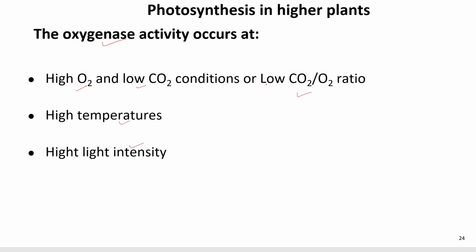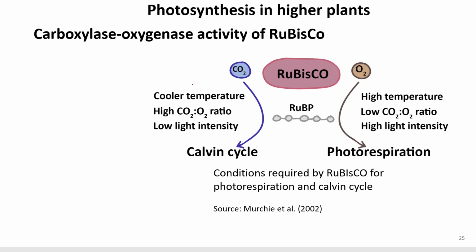So if these three conditions are present, then oxygenase activity will be favored, meaning Rubisco will bind to the oxygen. Now this is the figure showing you the conditions required for photorespiration and the Calvin cycle. So at high temperature, low carbon dioxide to oxygen ratio and high light intensity, photorespiration is favored. Whereas in cooler temperature, high carbon dioxide to oxygen ratio and low light intensity, Calvin cycle is favored.